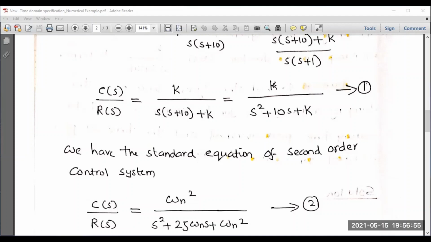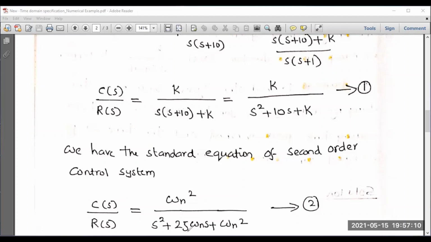That is one point. Now, but I don't know the value of omega n. If I know the value of omega n, surely I can compute the value of k. First of all, better you compare the denominator terms. Look at here very carefully.